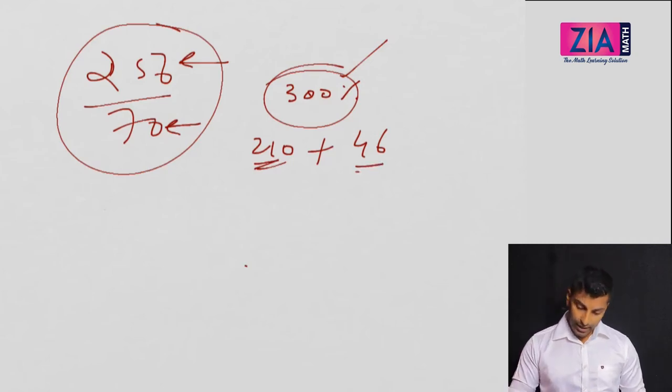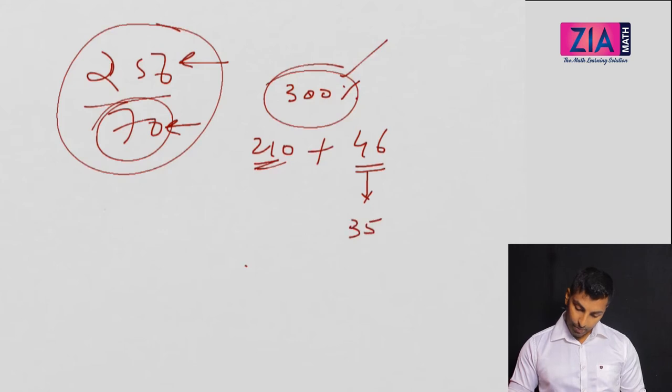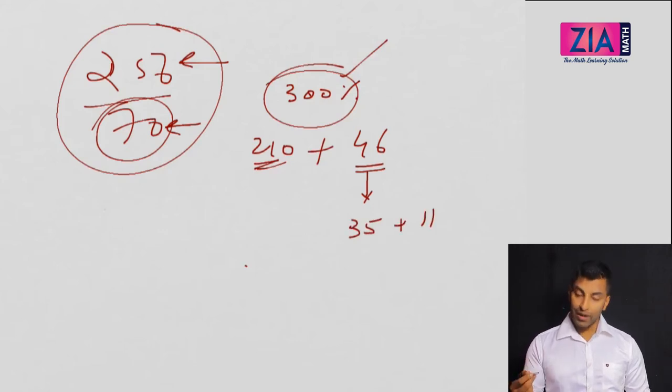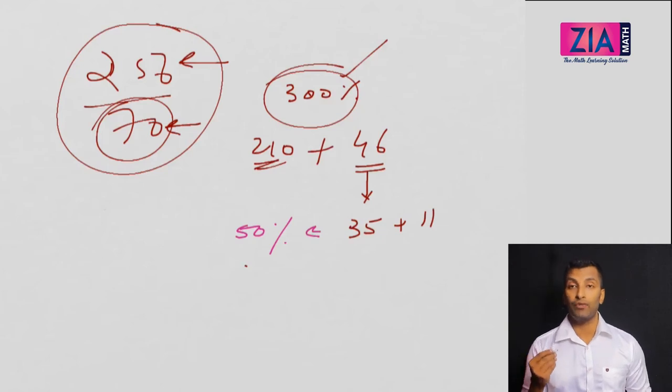Now 46, how will you write it? See, this is 70. So 50% of 70 is 35. So you can write this as 35 plus 11. So this 35 is actually 50%, right? So here I got 300%. Now I got 50%. So now I understood that this is going to be greater than 350%.